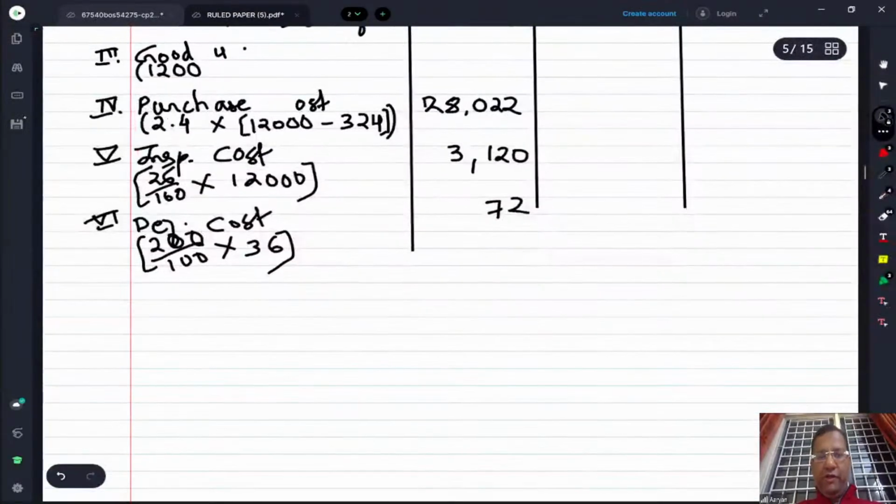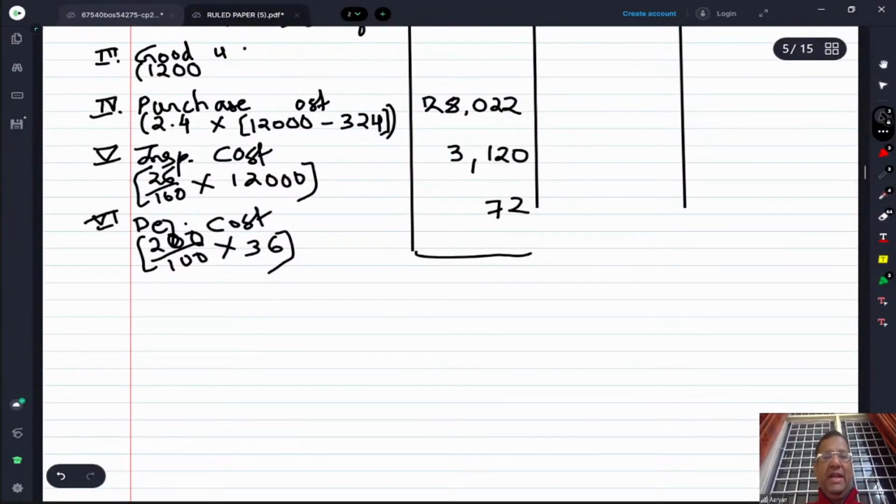Okay, so what is the total cost? 28,022 rupee plus 3120 plus 72. So it's 31,214. It will be divided by good units.